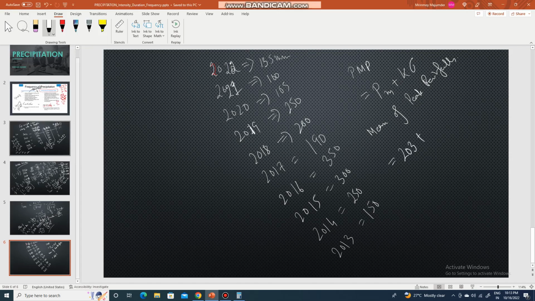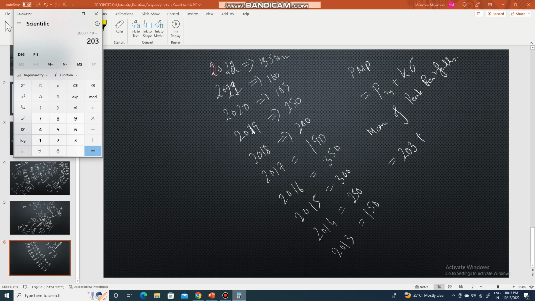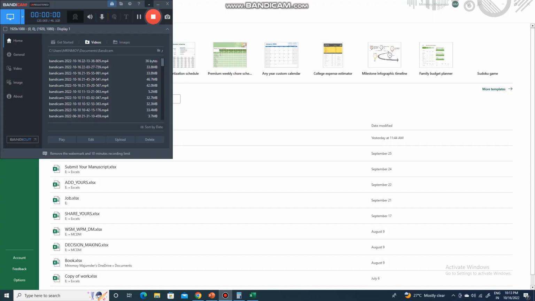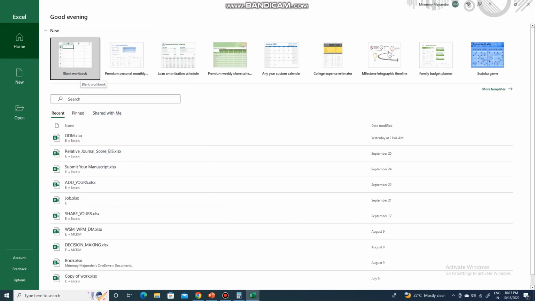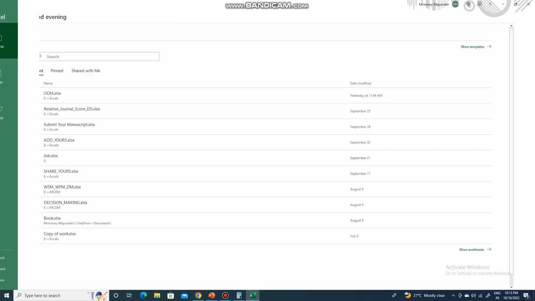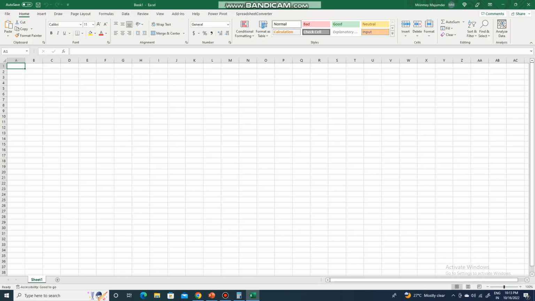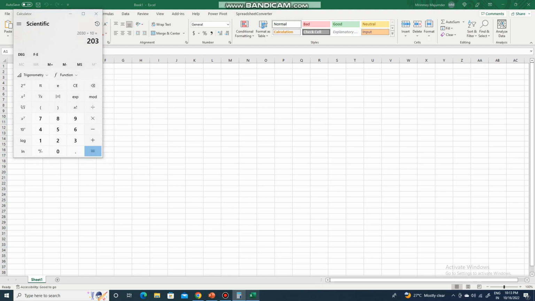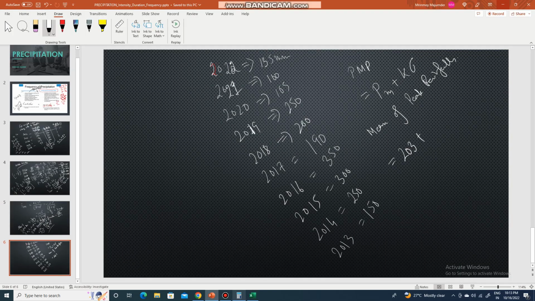Now sigma. So how to find the standard deviation of all this rainfall? The mean rainfall is already calculated, so use the formula of standard deviation. For time constraints, I will use an Excel formula. As the time is short, I will use Excel to calculate the standard deviation of all this rainfall. So let me see what the rainfall values are.